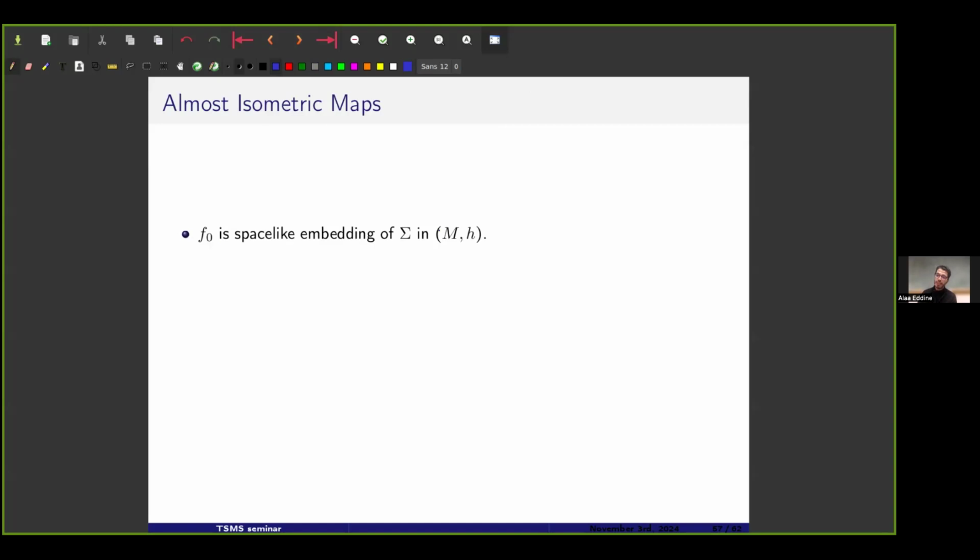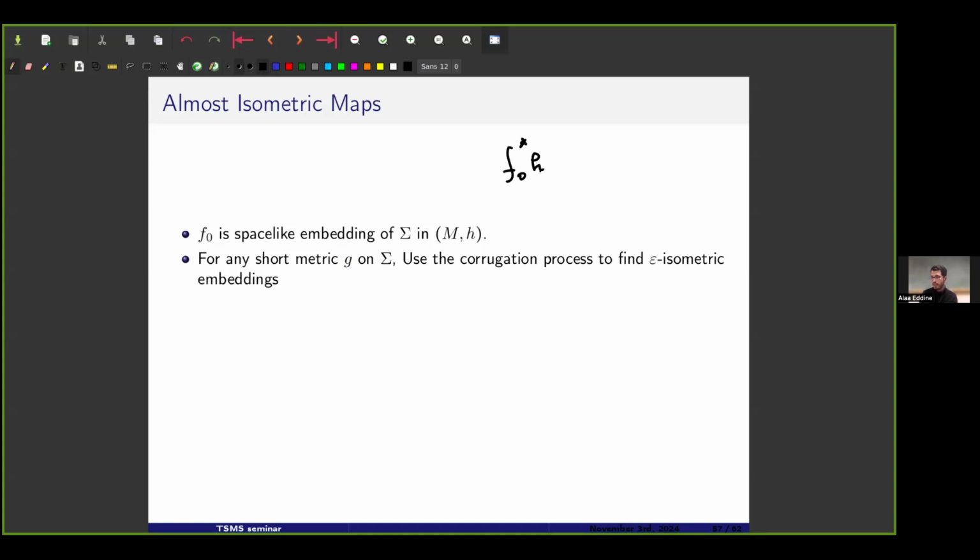Let's come back to our problem. Let's take a space-like embedding. Now if we take a metric which is short, short means that if we take the difference with the induced metric, which is a Riemannian metric, it will still be positive definite. This is the usual condition. As we said before, this is just to ensure that the directional derivative of f0 will lie inside the convex hull of the ball.